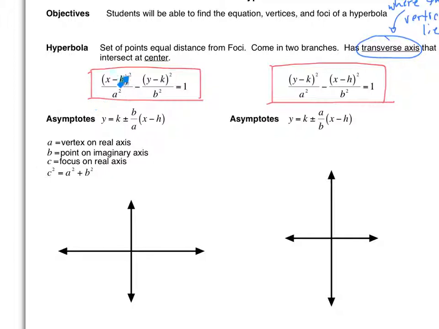So on this one, because the x comes first, oh, and the other thing we did not point out was that we have a minus sign here, whereas in the ellipse, we had a plus. So those are your two major differences.